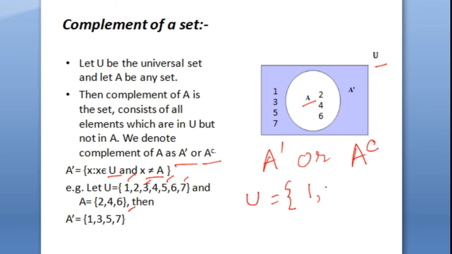First 1, 3, 5, 7. Next 2, 4 and 6. Then we can see all the elements of the universal set are there. That means all the elements of A plus all the elements of A complement will be the elements of the universal set.